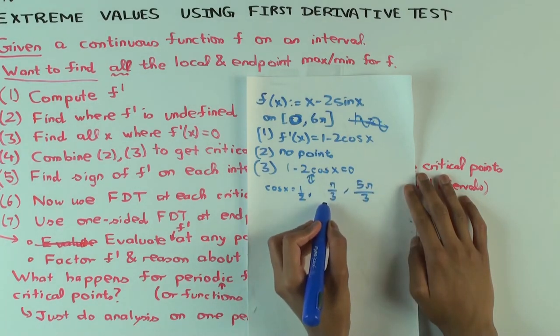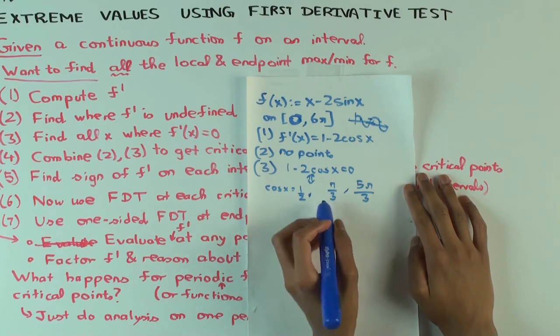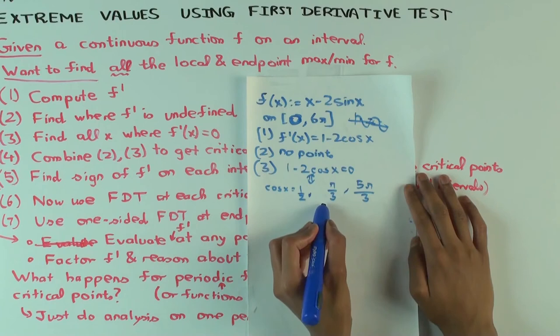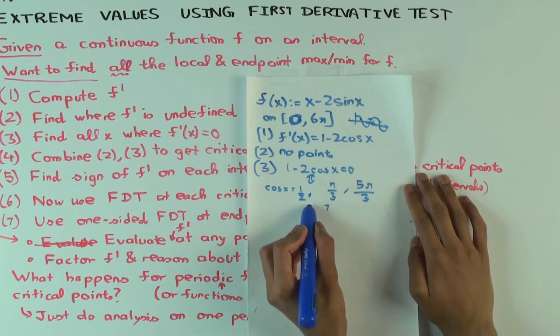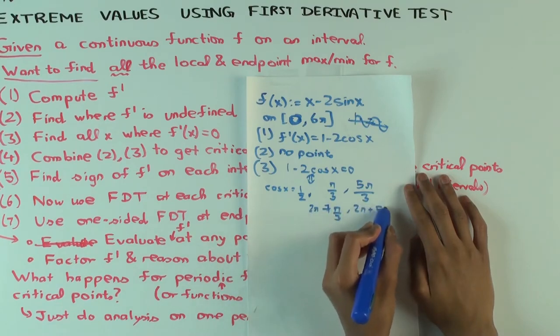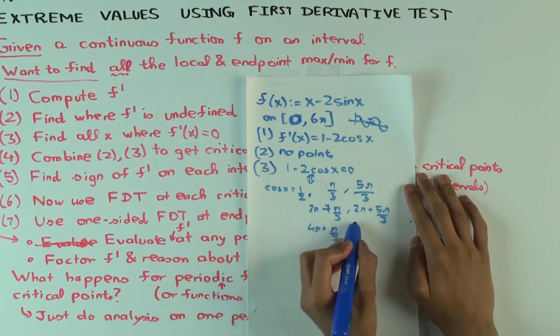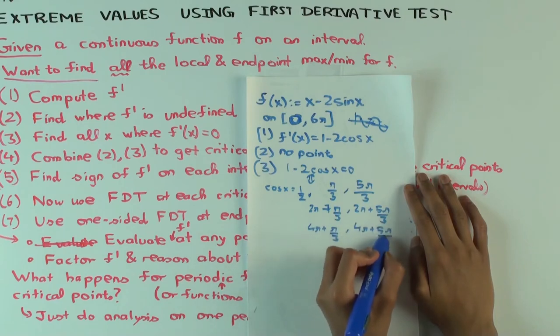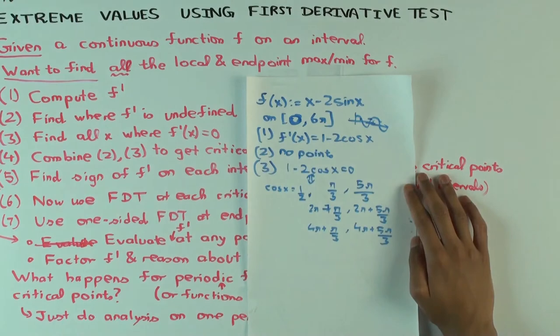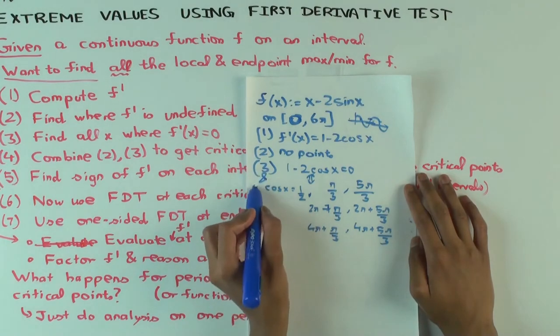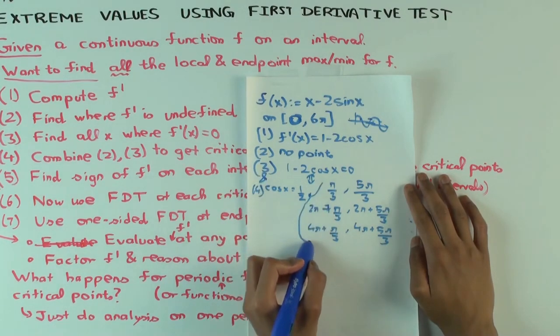Now you'll get more solutions. Just add 2 pi to these ones. So you get 2 pi plus pi over 3, which is 7 pi over 3, and 2 pi plus 5 pi over 3. And there'll be 2 more: 4 pi plus pi over 3, and 4 pi plus 5 pi over 3. And that's it if we are in the interval 0 to 6 pi. These are also the critical points, so steps 3 and 4, if you will. These are the 6 critical points for the function.